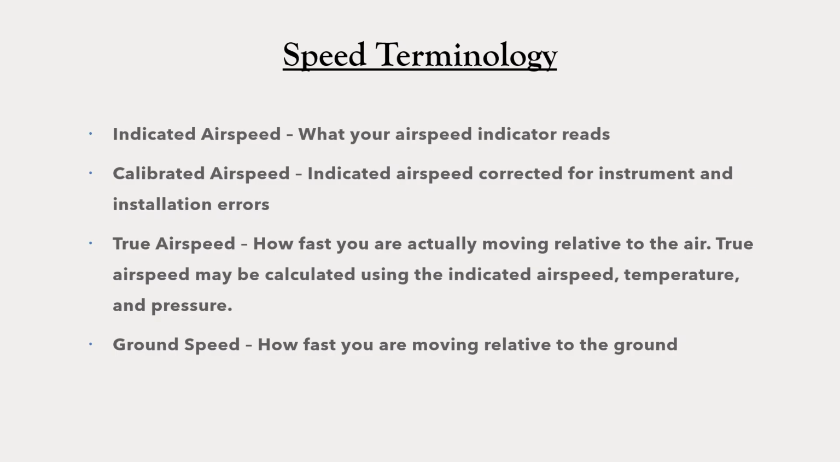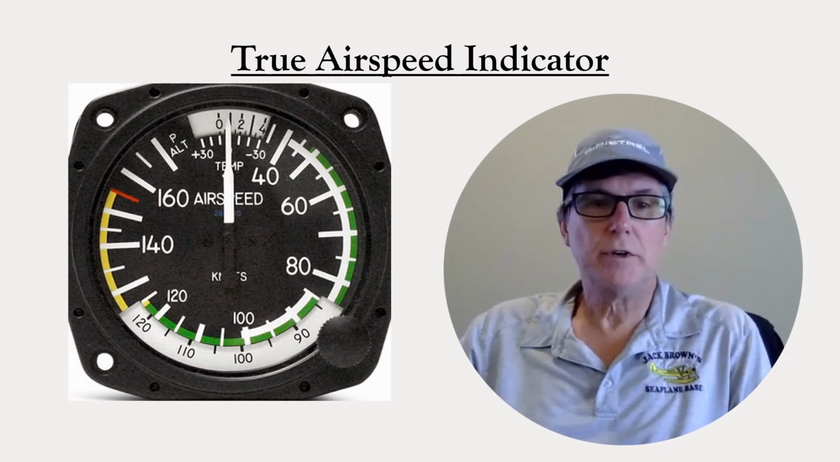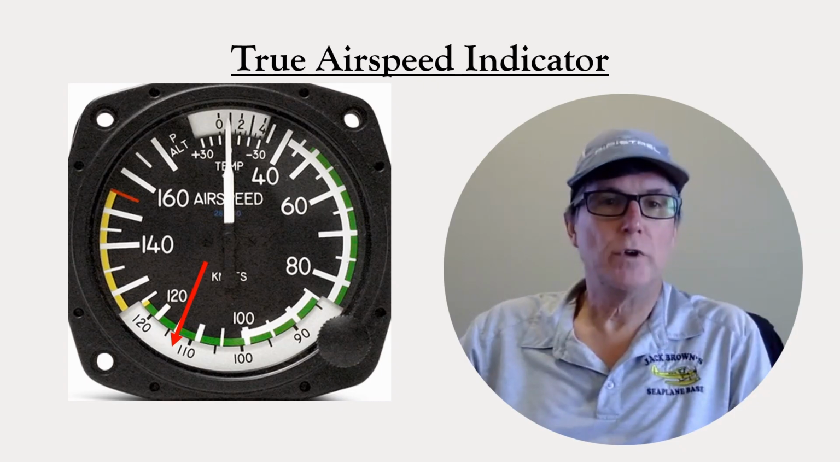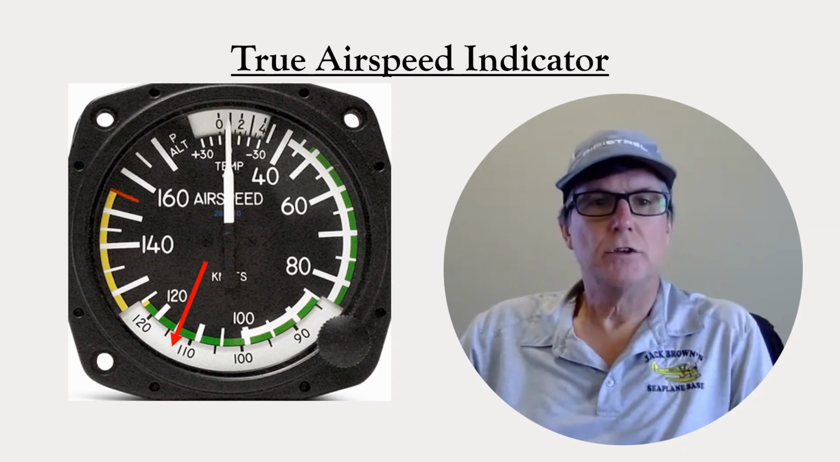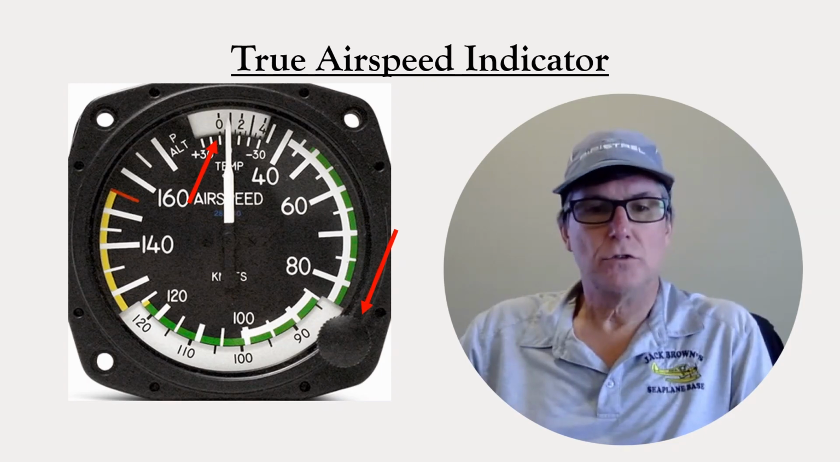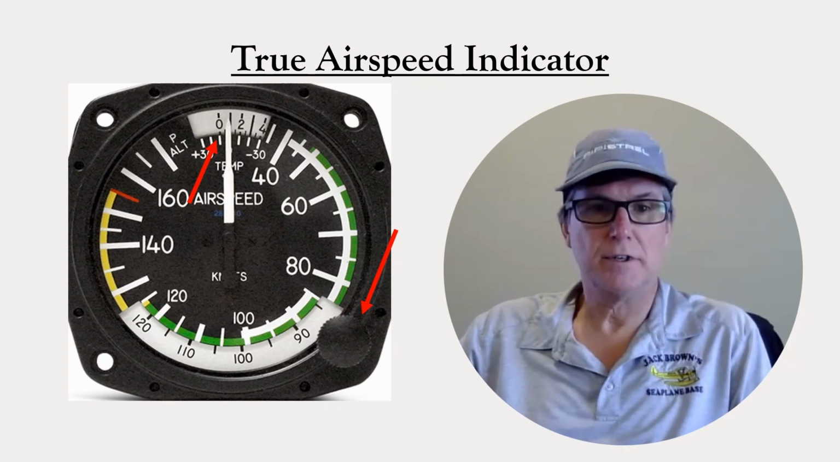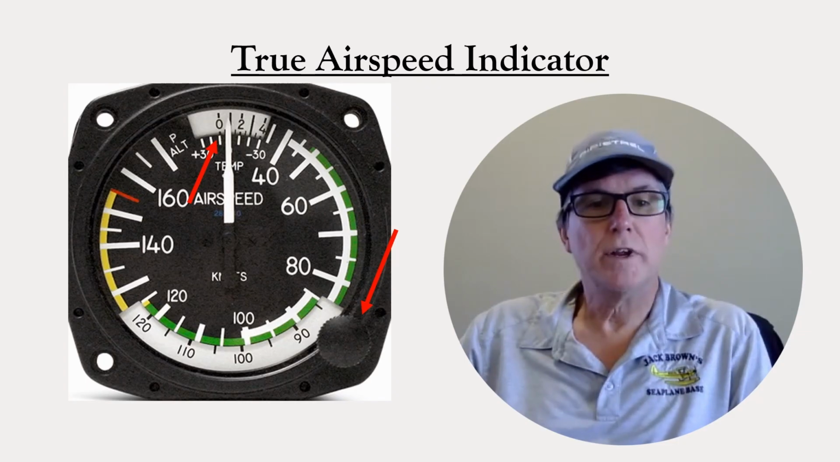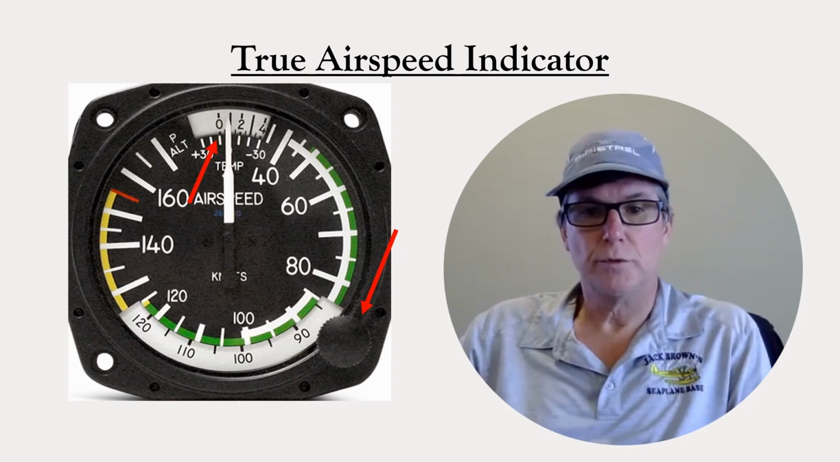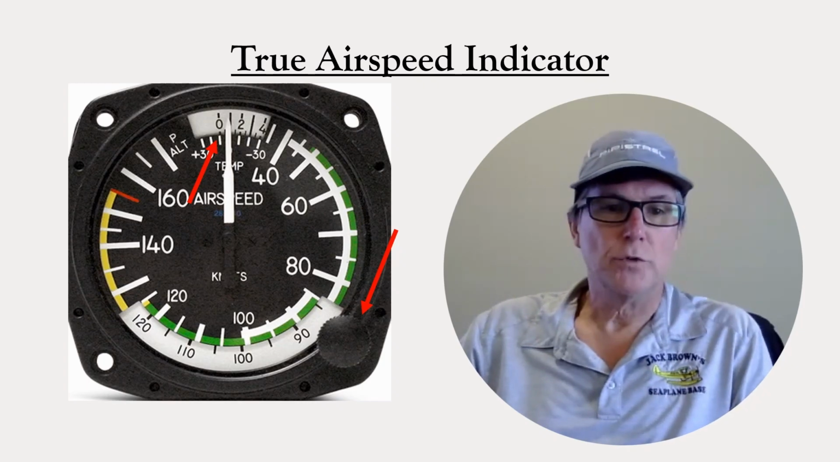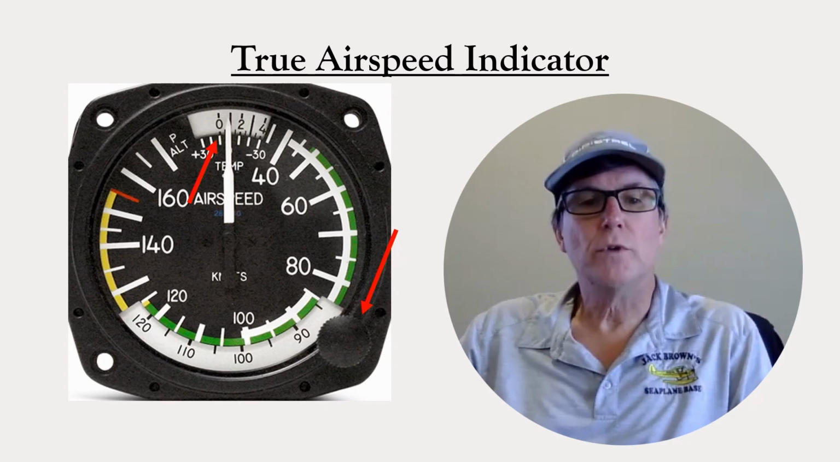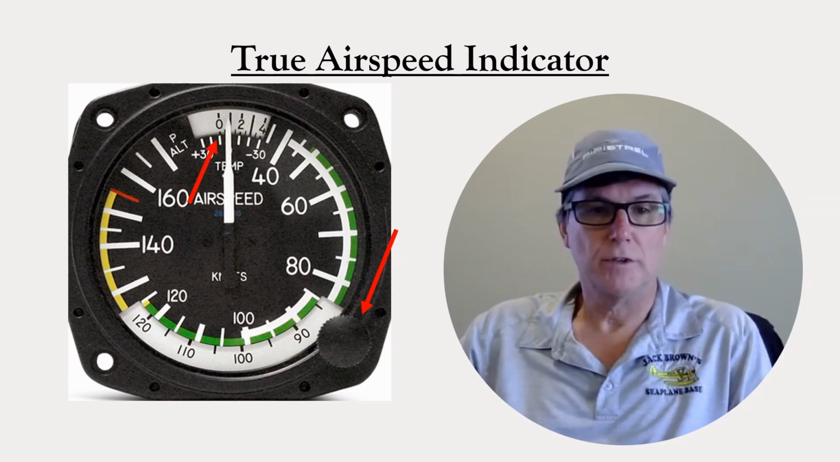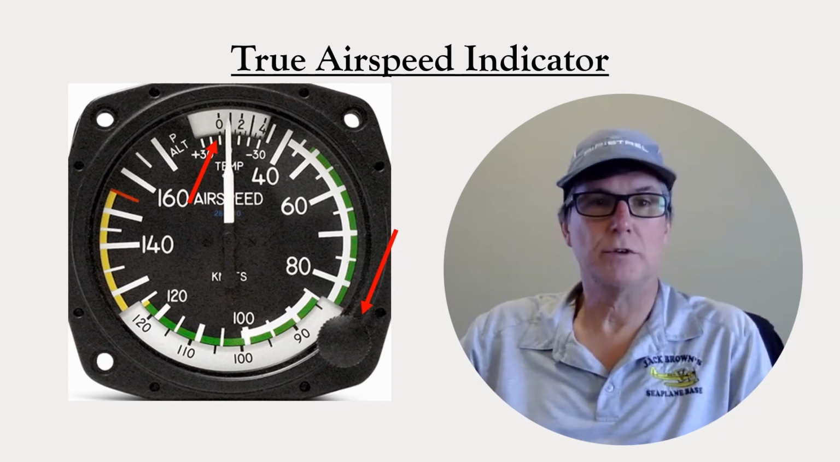Ground speed is how fast you're moving relative to the ground. That matters when we get to cross-country calculations. Some airspeed indicators have a true airspeed ring. To use this, the pilot needs to use a knob on the airspeed indicator to rotate the ring such that the outside air temperature lines up with the pressure altitude. After doing that, the pilot can read the true airspeed indicator across from the dial on the true airspeed ring.